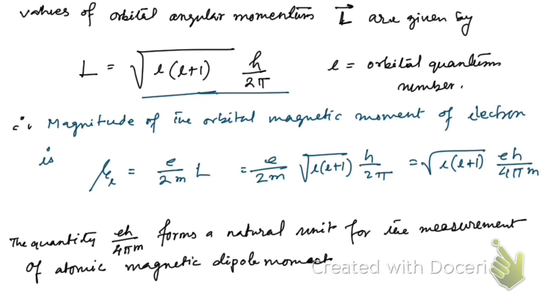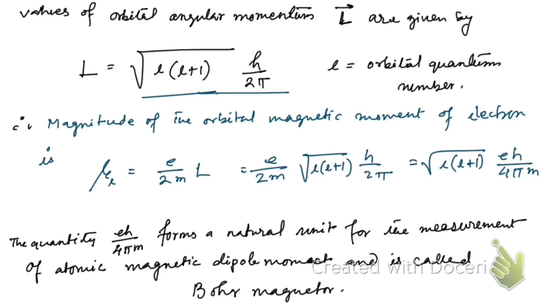Right, and this quantity is called Bohr magneton. Right, so hope you have understood this.